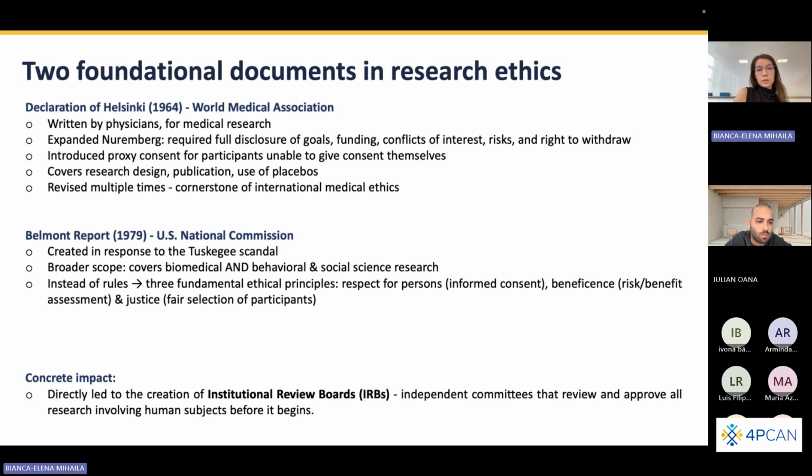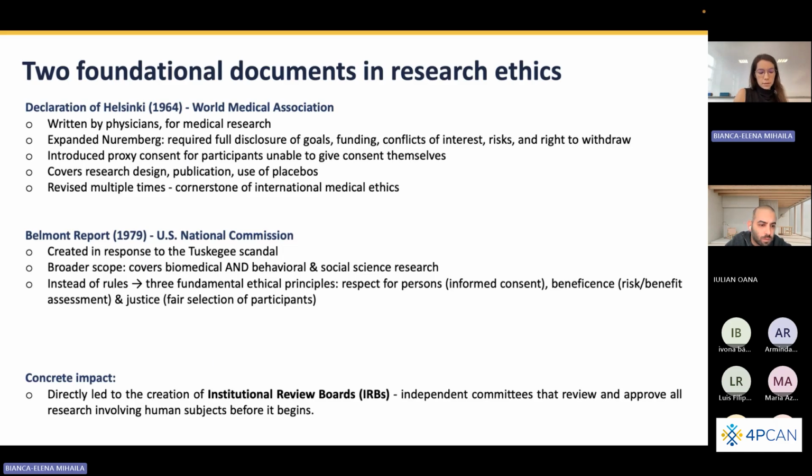And of course, this one is the most important, as it was revised multiple times, and it's considered to be the cornerstone of international medical ethics. And of course, we have the Belmont report, created by the US National Commission, created in response to the Tuskegee scandal.